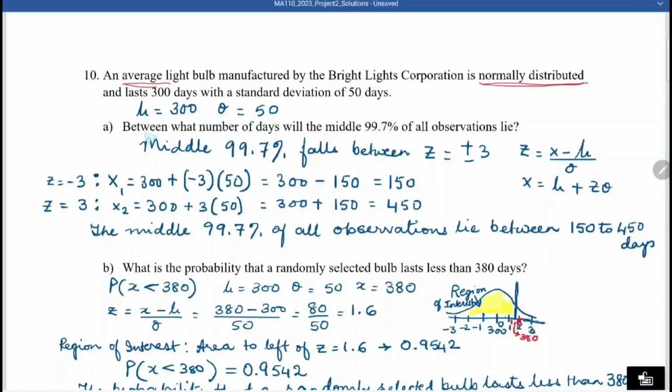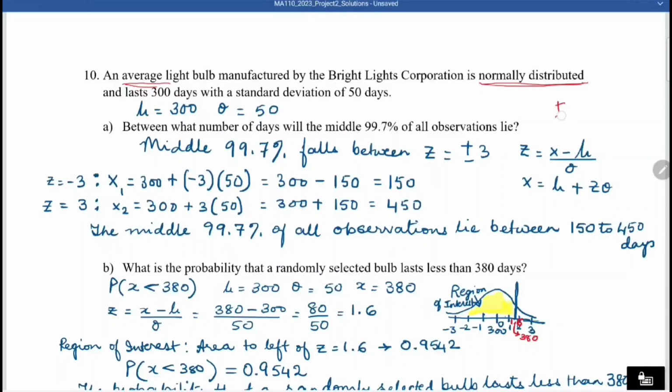All right, so between what number of days will the middle 99.7% of all observations lie? Now, middle 99.7%, remember the empirical rule, 68% plus or minus 1 standard deviation, right? So let me write that here.